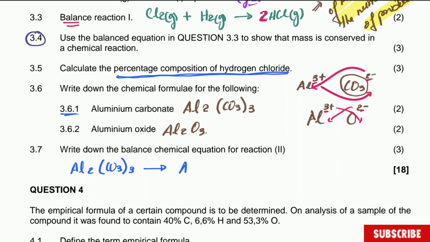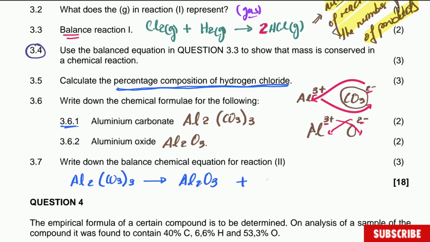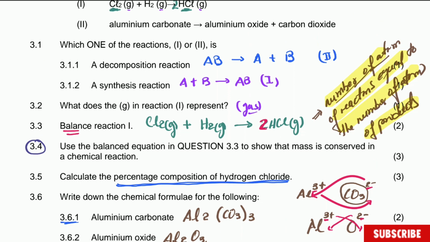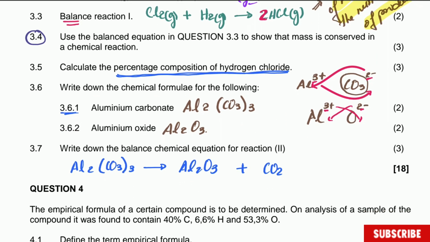Al2O3, that is the aluminium oxide, and is going to decompose into carbon dioxide, but everyone knows the carbon dioxide is CO2. Guys, they don't speak about the state, so let's not add state. If they don't give you the state, you don't write it down. So this is the one, but now we have to make sure the equation is balanced. So let's balance it real fast.